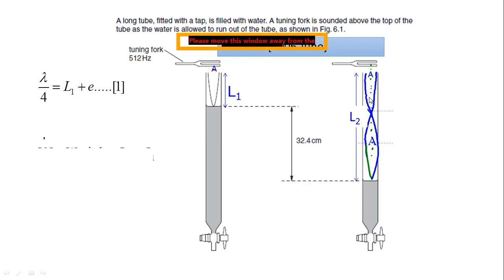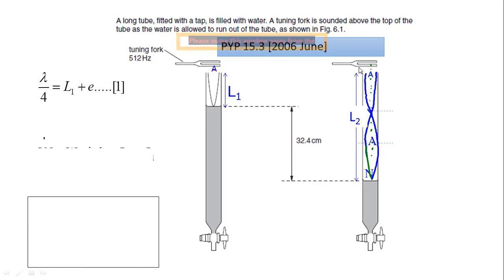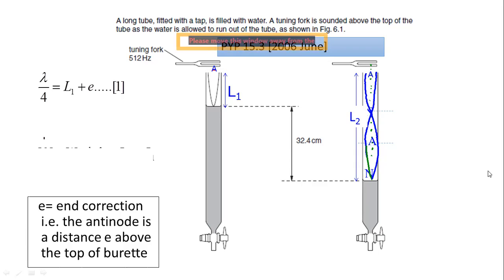The second one, this is the antinode, and this is a node there. Then you should be able to write the equation. We use the same tuning fork, same frequency, same wavelength, so we have to adjust the length. E is called the end correction. That's the antinode, a distance above the top of the burette, not exactly at the top, because the air can vibrate freely.